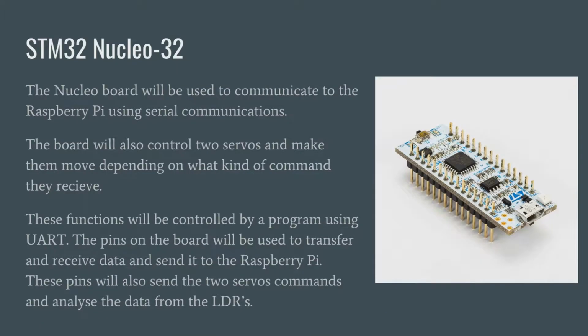In this part, we will be covering the second main part of our final project, and that was the STM32 Nucleo board. So in these slides, we will be going over all the main features that we utilized in our final project using this board. So essentially, we needed the Nucleo board to receive commands from the Raspberry Pi. So in order to do this, we utilized something called UART communication.